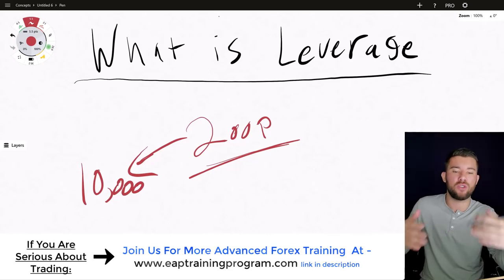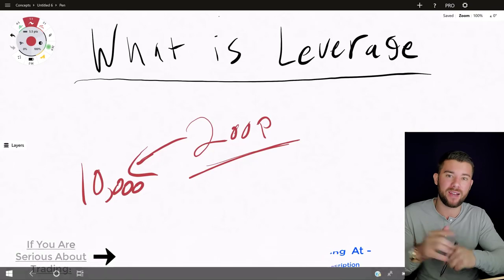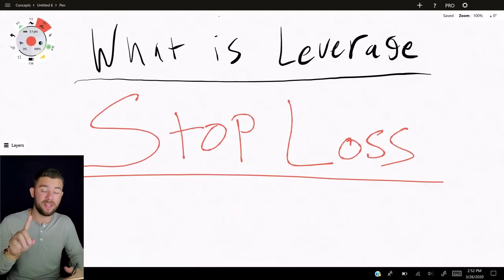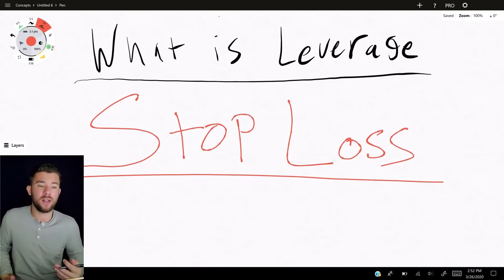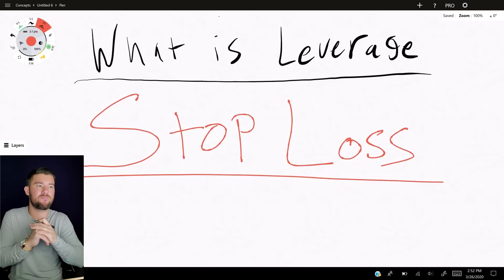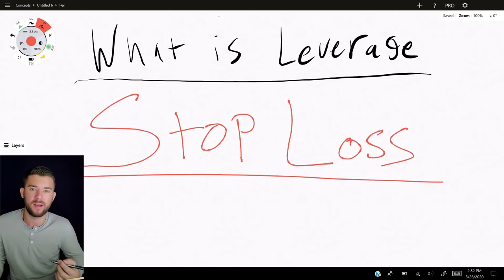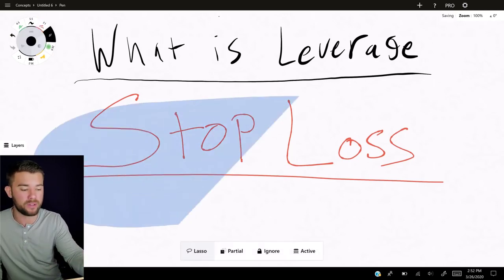How do you use leverage to your advantage to actually make more than your initial deposit? Let's go over that right now. So here is the proper way to use leverage. Lesson number one, always use a stop loss if you're using a leveraged account. If you're not, you're putting yourself in this ridiculous risky situation. And as traders, avoiding risk is half the battle. So always, and I mean always, use a stop loss with leverage.